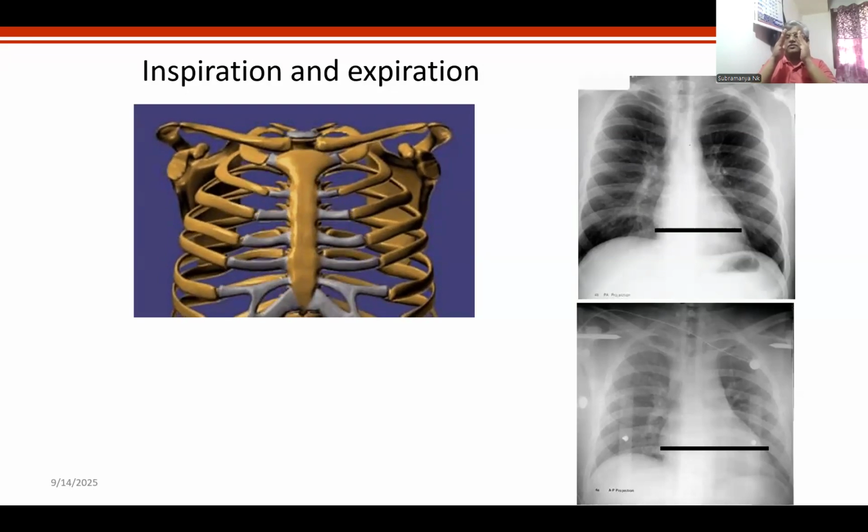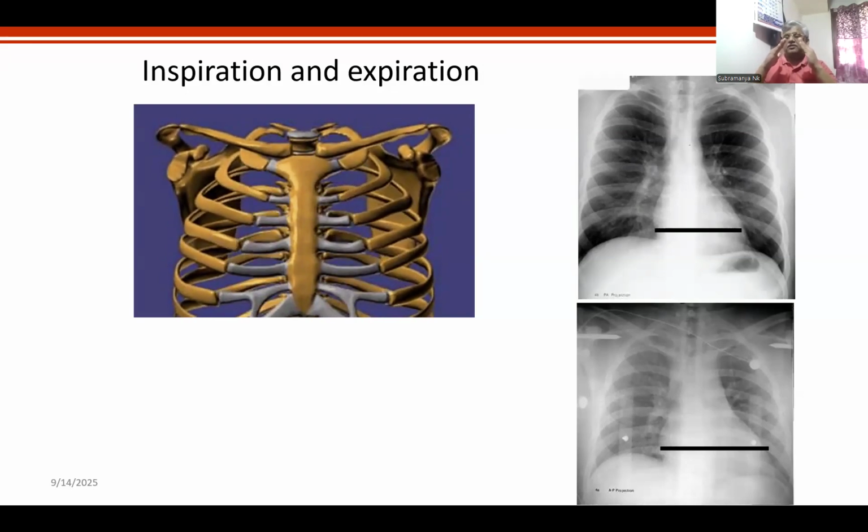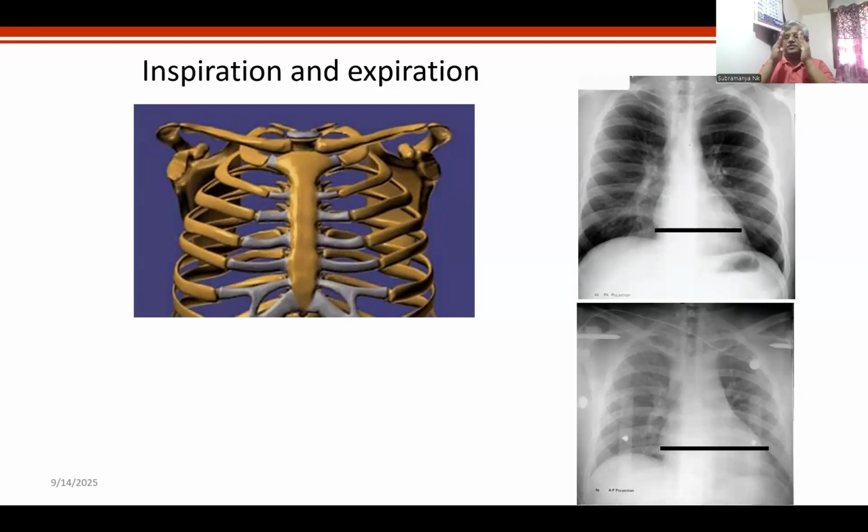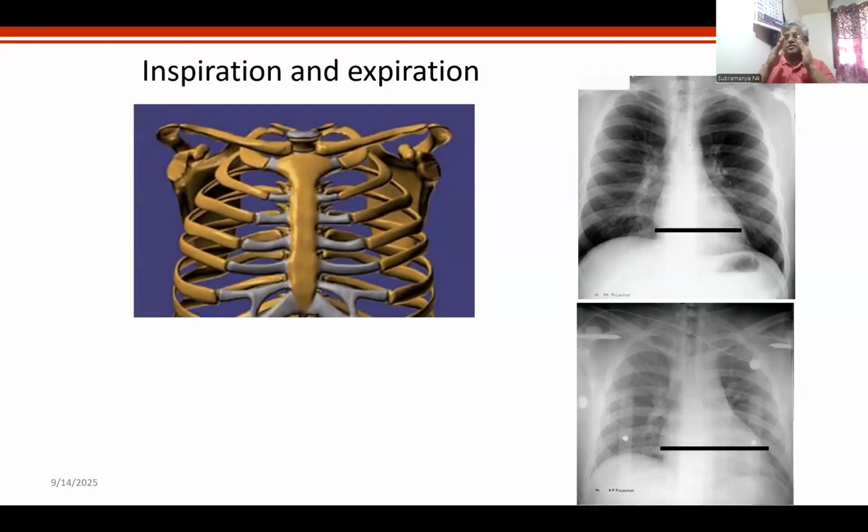Inspiration, fine. Expiration, cardiomegaly. Inspiration, fine. Expiration, cardiomegaly. Did you understand how to know a film is inspiratory or expiratory, and also about the cardia?